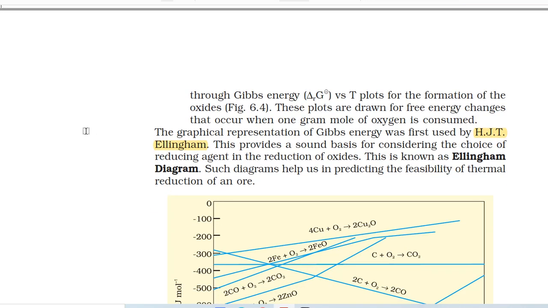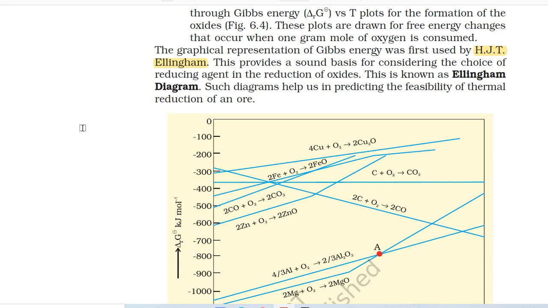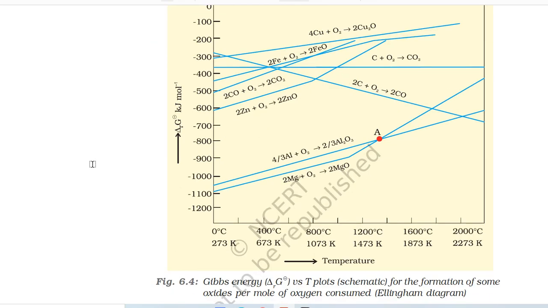Delta rG0 versus T plots for the formation of oxides are shown in figure 6.4. These plots are drawn for free energy changes that occur when 1 gram mole of oxygen is consumed. The graphical representation of Gibbs energy was first used by H.J.T. Ellingham. This provides a sound basis for considering the choice of reducing agent in the reduction of oxides. This is known as the Ellingham Diagram. Such diagrams help us in predicting the feasibility of thermal reduction of an ore.